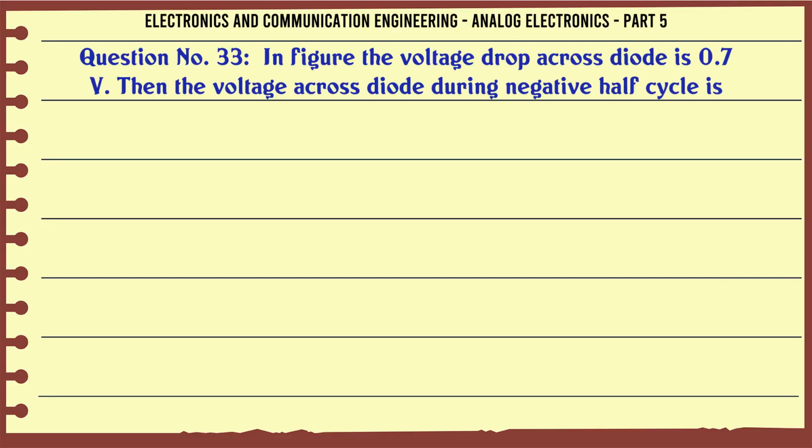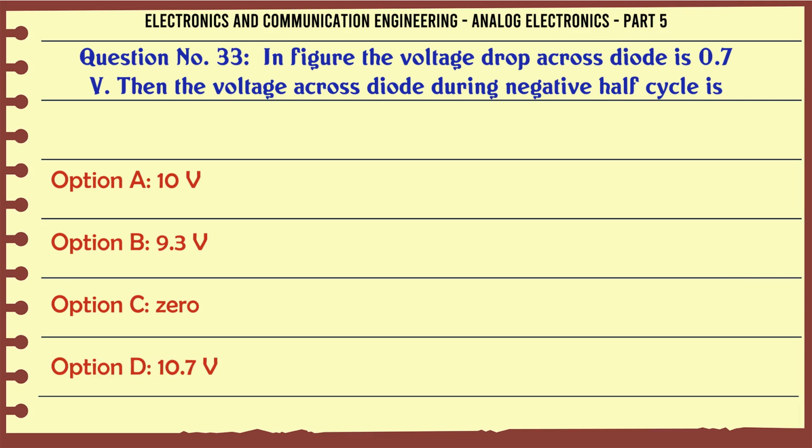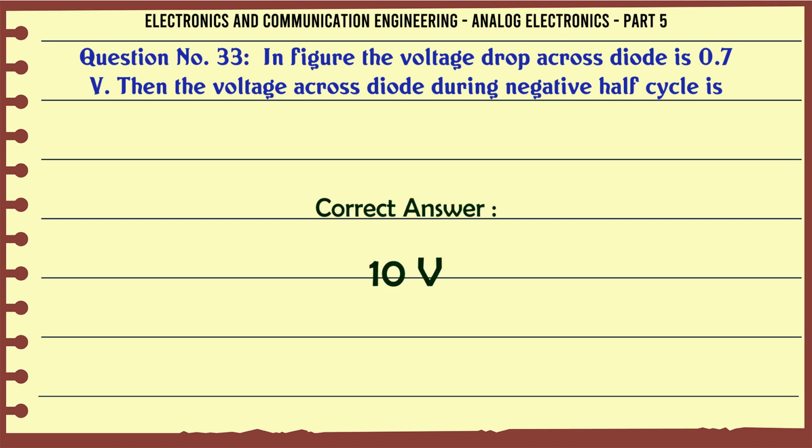In the figure, the voltage drop across the diode is 0.7 V. Then the voltage across the diode during the negative half cycle is: A, 10 V; B, 9.3 V; C, 0; D, 10.7 V. The correct answer is 10 V.